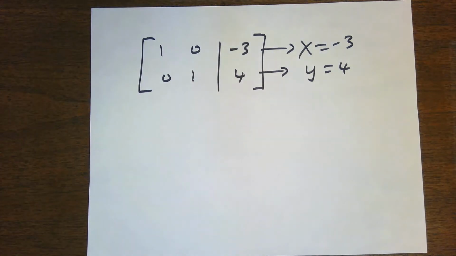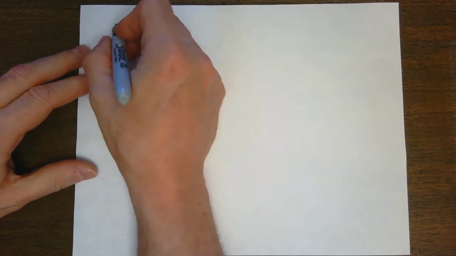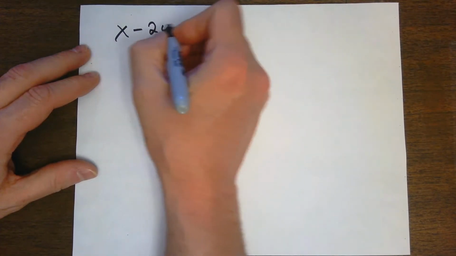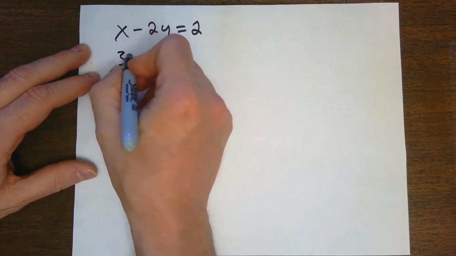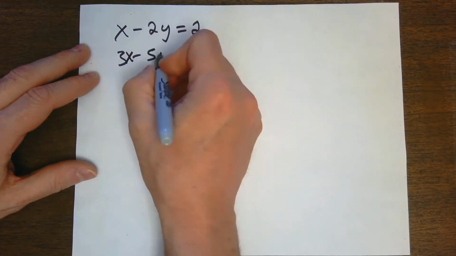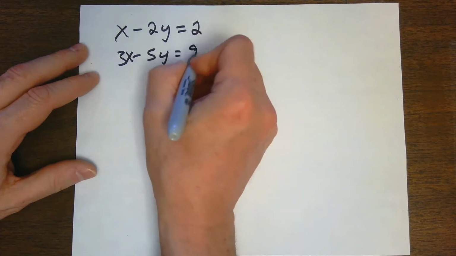All right, so now putting it all together, where we're going to go from a system of equations, write it as an augmented matrix, and then use row operations to solve it. So we're going to put all of this together now. Here is my system of equations: x minus 2y is 2, and 3x minus 5y is 9.